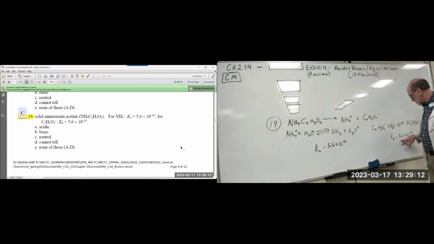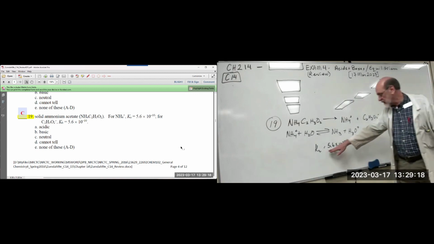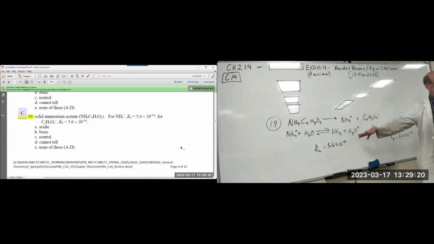If this one had been a bigger number than that one, then it would have been basic. If this one had been a larger number than that one, it would have been acidic. Okay? We can't use the rule of thumb with these because they're too weak reactions. So we've got to compare the actual numbers. And as it turns out, they're exactly equal. So we got a neutral solution.